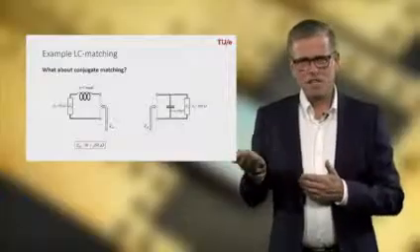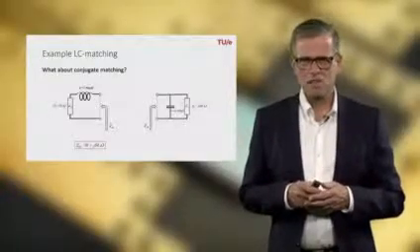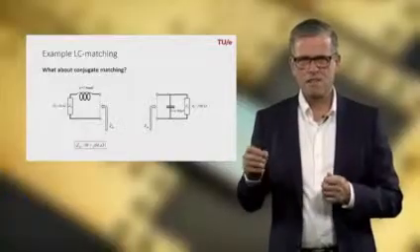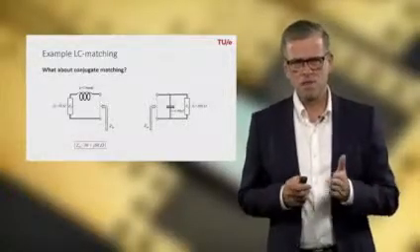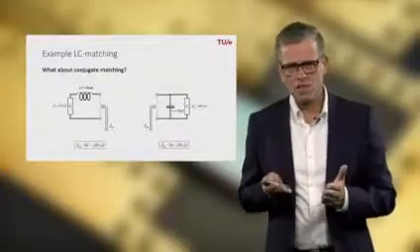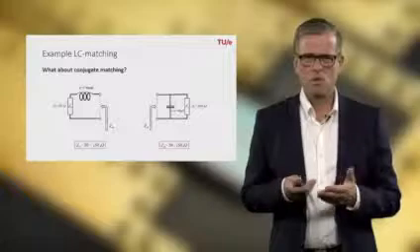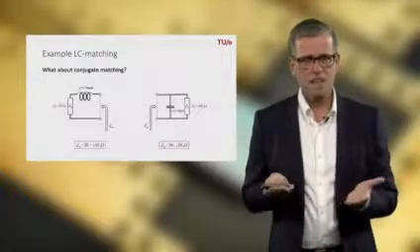Looking at the right side of the circuit, we look into a shunt capacitor and the load impedance, which in this case was 100 ohm. The input impedance of that part of the circuit is equal to 50 minus j50 ohm. So indeed, it is conjugate matched, as expected, of course.